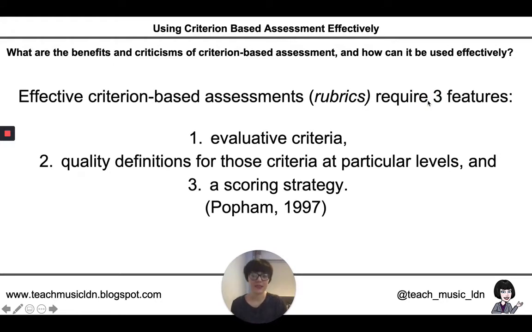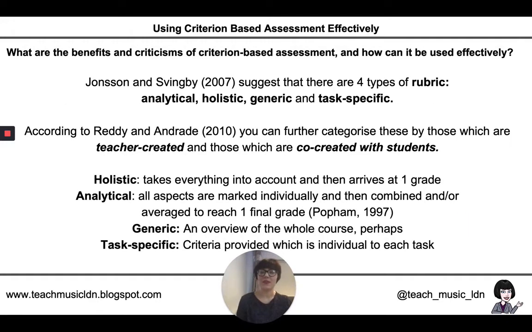Now, effective criterion-based assessments, or rubrics as we'll call them now, require three features. They need to have evaluative criteria, they need to have quality definitions for those criteria at each particular level, and they need to have a scoring strategy. So that's Popham in 1997, and he's followed it up with some more work on what's right and what's wrong with rubrics. Johnson and Svingby in 2007 suggested that there's actually four types of rubric: analytical, holistic, generic and task-specific. Furthermore, according to Reddy and Andrade in 2010, you can further categorise these by those which are teacher-created and those which are co-created with students.